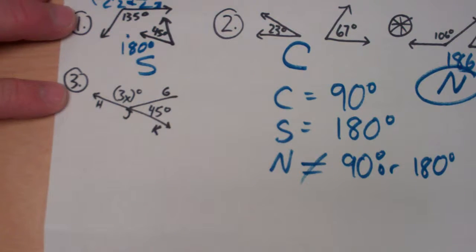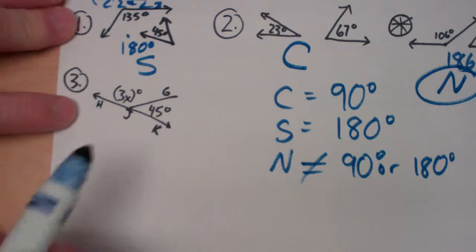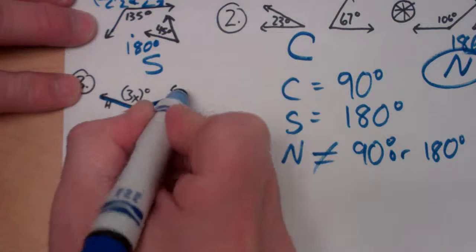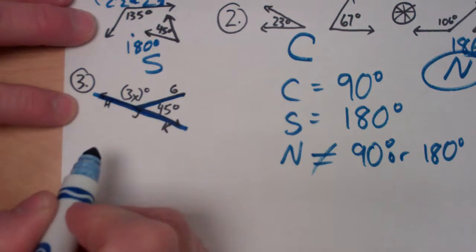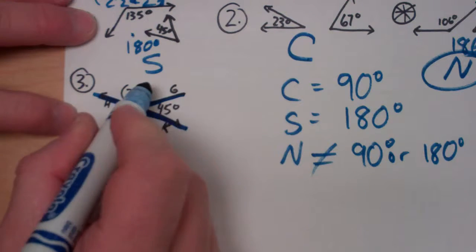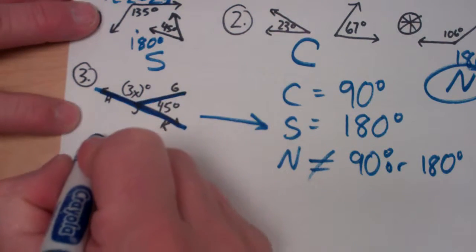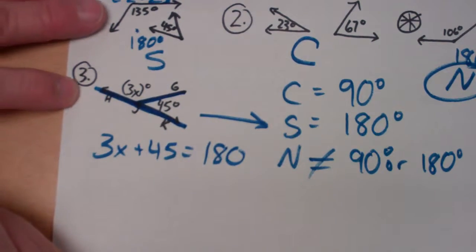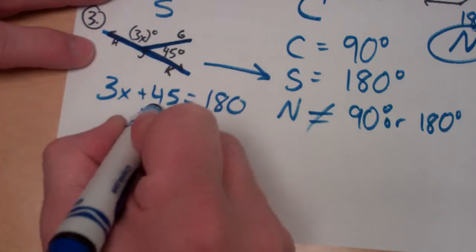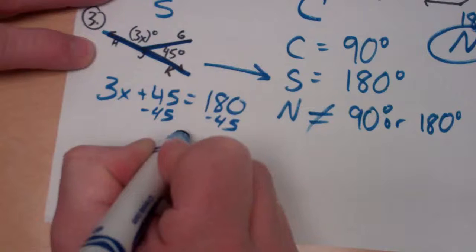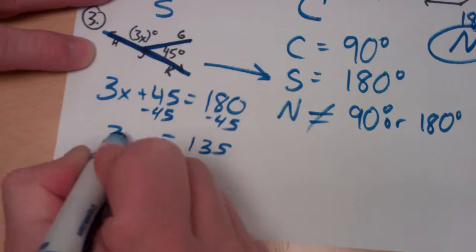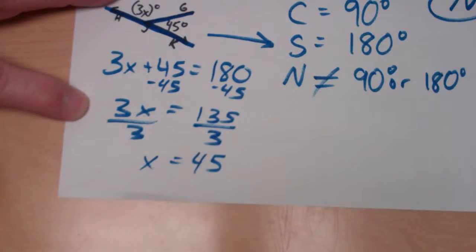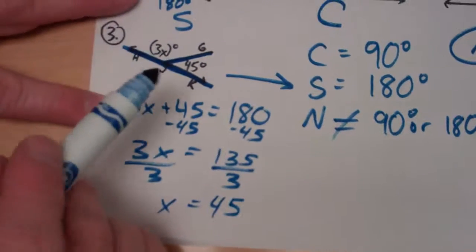Remember, complementary adds up to 90, supplementary adds up to 180. On number 3 it says, find the value of x. Here's what I know. Angle GJK plus angle HJG adds up to be a straight angle HJK. That means this plus this equals 180 because they are supplementary. So I could set that up as 3x plus 45 equals 180 degrees. Let me undo. I get 135 equals 3x. Divide by 3, and I get x equals 45.